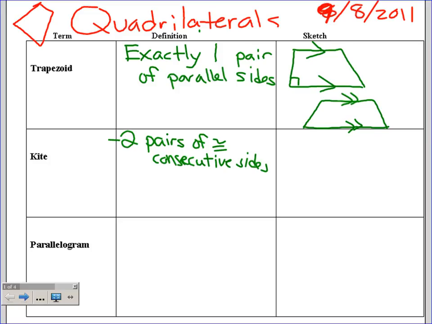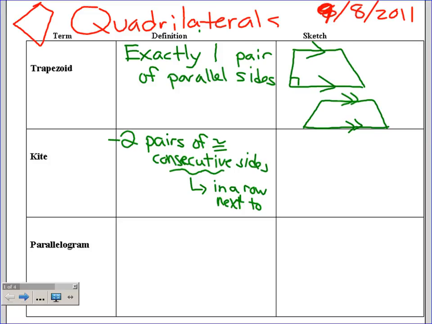Pairs of congruent consecutive sides. What does consecutive mean? They're sort of like in a row, like the numbers 1, 2, 3. If you're 2, then 3 and 1 are consecutively around you, in a row. You could think of it as next to. But each pair is consecutive.